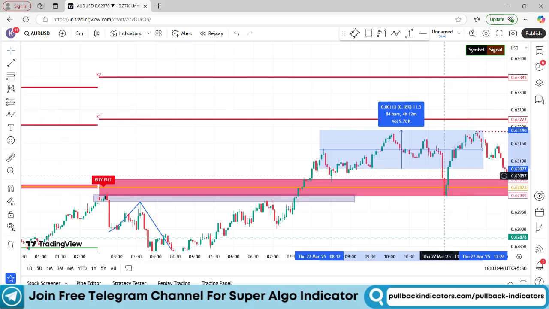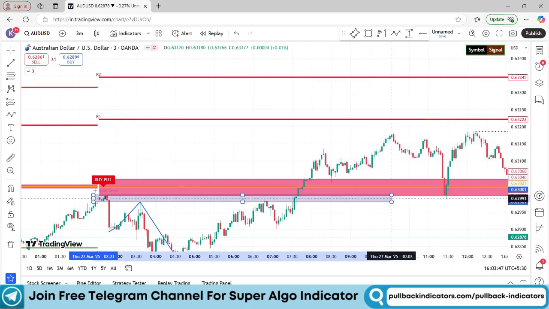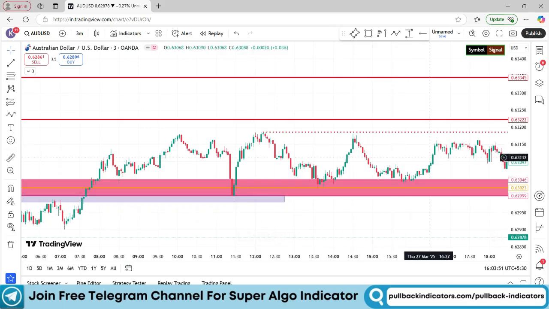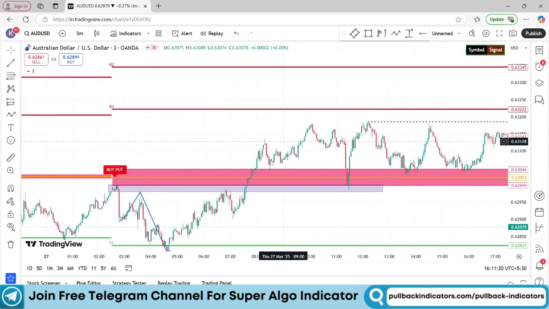And the price also went down, but no need to worry because it didn't break the level and it bounced back, and then it was in a sideways zone. Let's see some more examples.